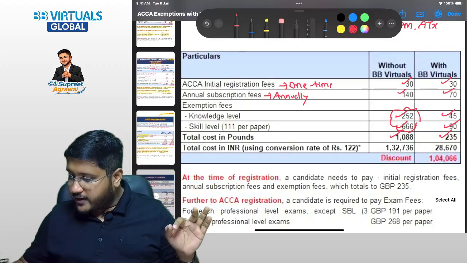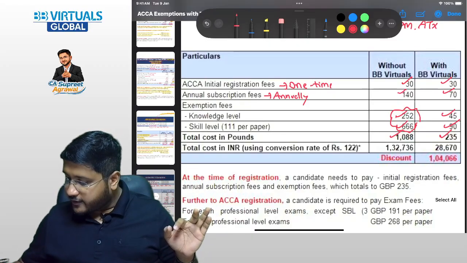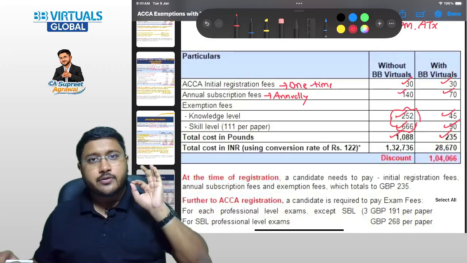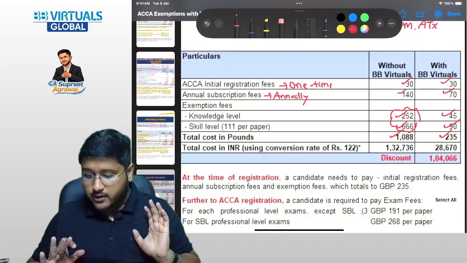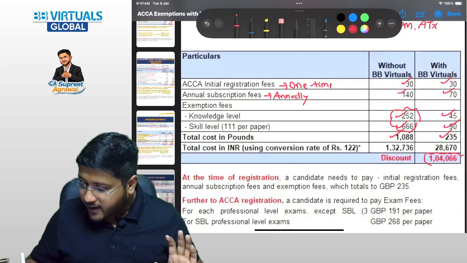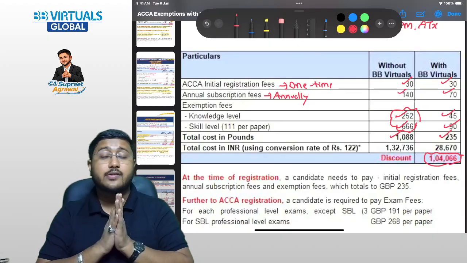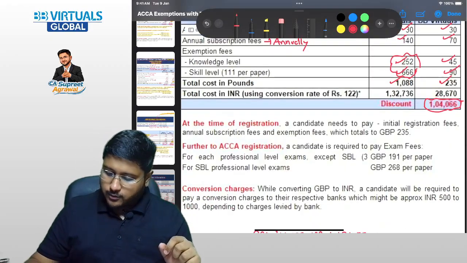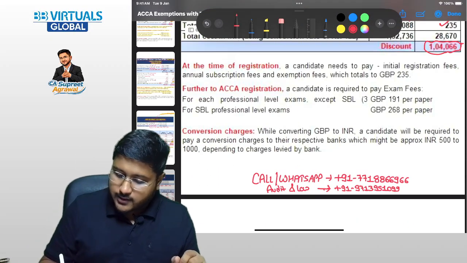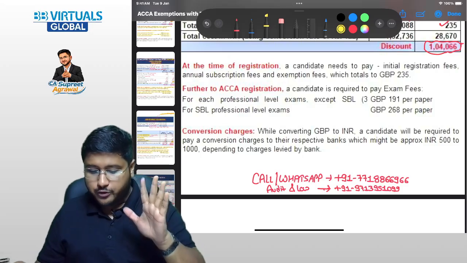Now 1088 minus 235, that comes as 853. If you just multiply by 100, that is a direct discount of 85,300, but the total discount is 1,04,066 rupees, which is huge, my dear friends, more than 1 lakh rupees, right? Now let's discuss certain notes that you should know before you register.